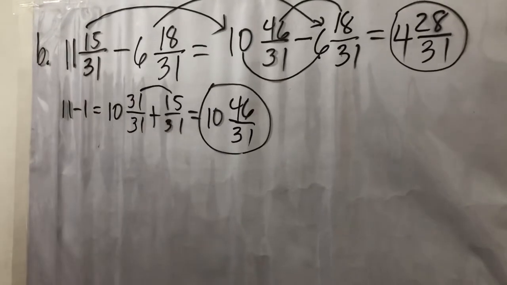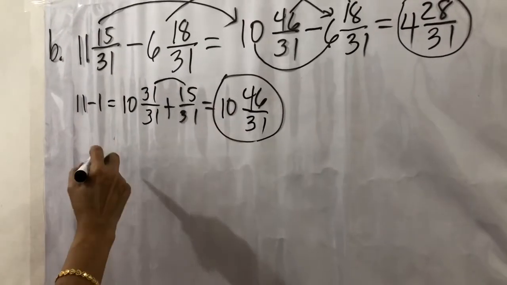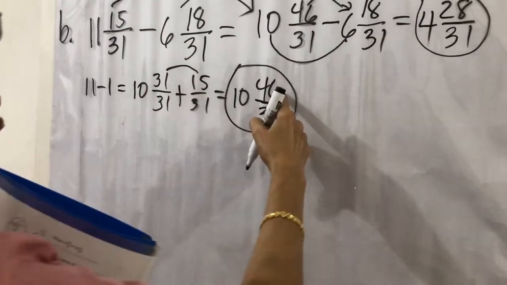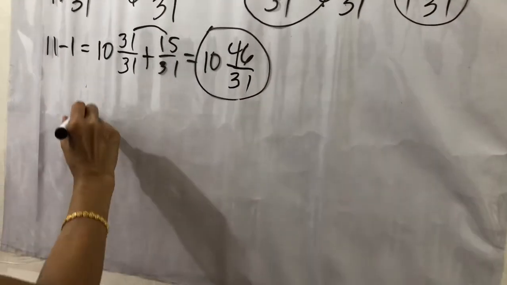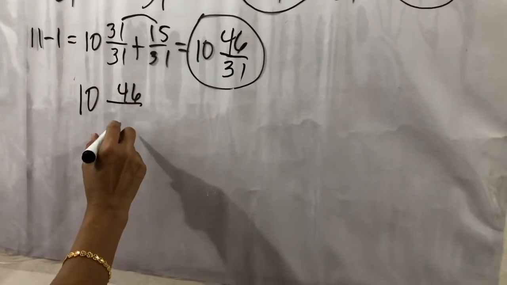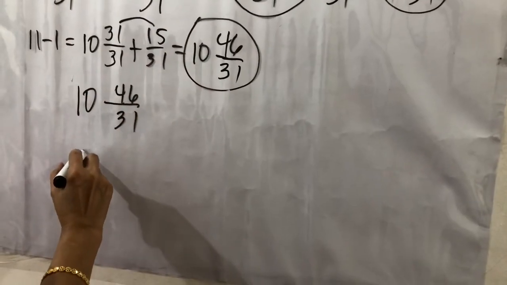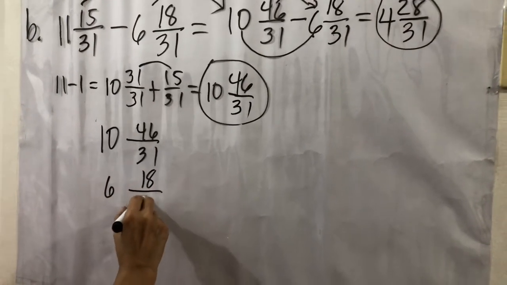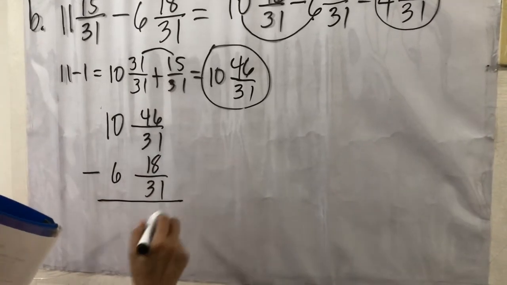So let us do that one in the vertical way. So let us use this. So 11 and 15/31 now is 10 and 46 over 31. So that is now equals to 10 and 46 over 31 minus, align the whole numbers, we have 6 and 18 over 31 minus, we have the line.